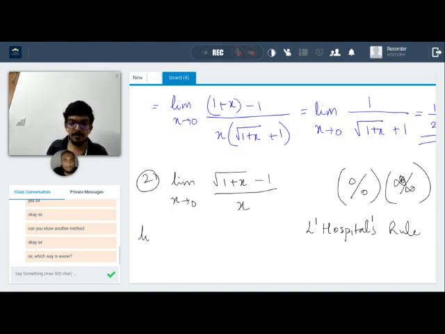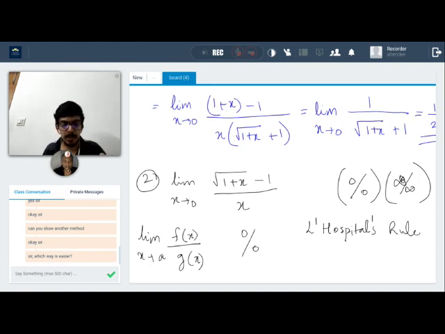If you have a limit like this, limit x tends to a, f(x) divided by g(x), and suppose this is in the form 0 by 0. That is, if you substitute x is equal to a, the numerator is tending to 0 and the denominator is tending to 0, we say that it is the 0 by 0 form. Or if you have an infinity by infinity form, this rule says that... we can't go to the proof right now because it's way beyond the syllabus.